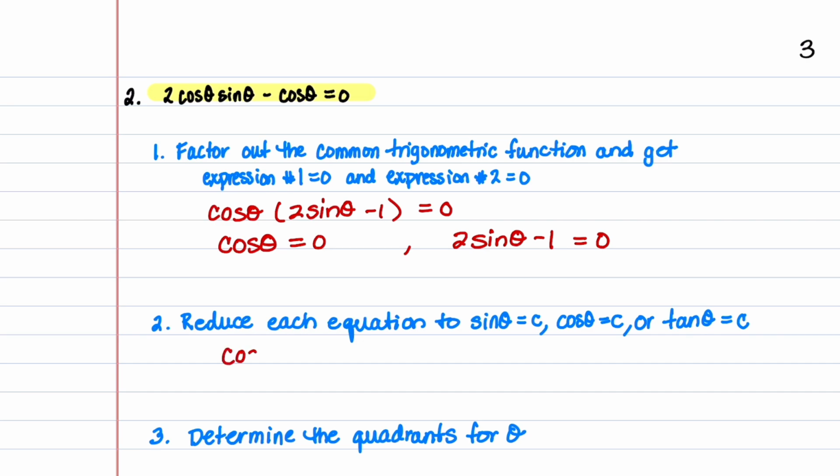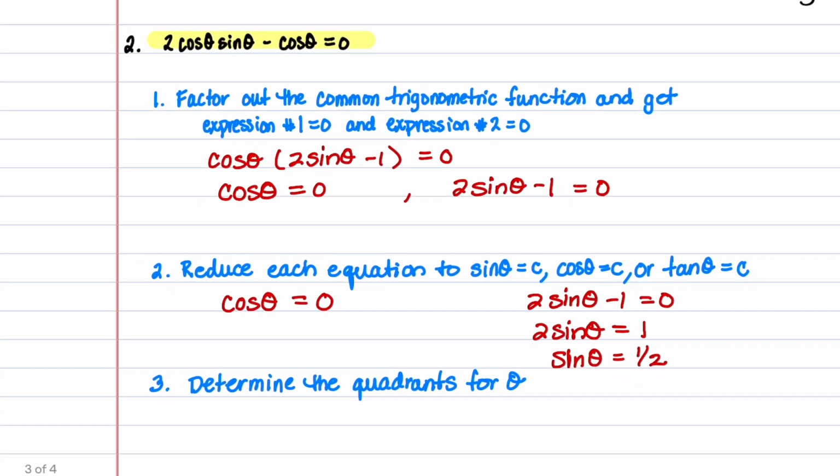So our first equation is already in that form, so we'll just recopy it. Cosine theta is equal to 0. And our second equation, we'll go ahead and write down again. This gives us 2 sine theta is equal to 1, taking the 1 over to the right-hand side. And then sine theta is equal to 1/2. As you get used to doing these problems, you won't really have to divide it up into this many steps because you'll soon learn the flow of what you need to do.